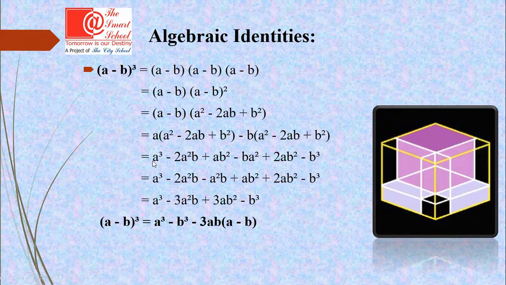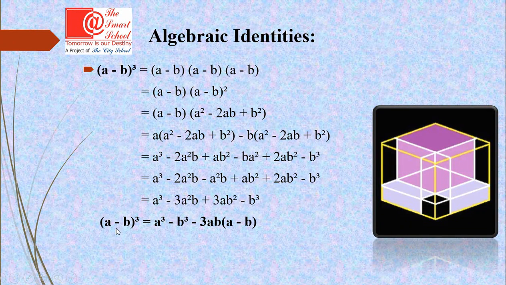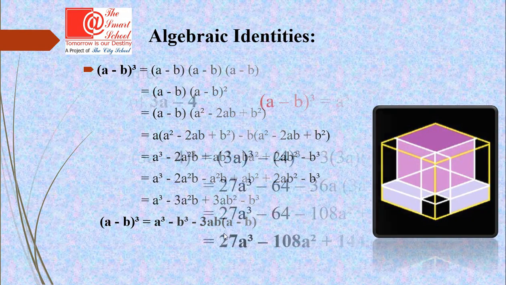So now it will be a cube minus 2a square b plus ab square minus ba square plus 2ab square minus b cube, and the answer will come: a minus b whole cube is equal to a cube minus b cube minus 3ab in bracket a minus b. So again we can leave all these steps if we learn this formula and substitute the values, and we can find the cube of any two numbers or any values which are given.